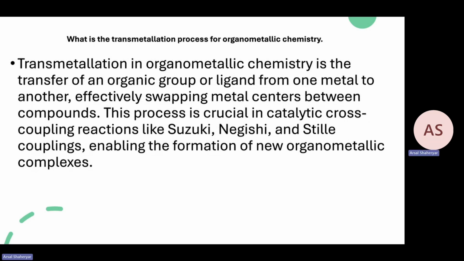Transmetallation in organometallic chemistry is a transfer of an organic group or ligand from one metal to another, effectively swapping metal centers between compounds. This process is crucial in catalytic cross-coupling reactions like Suzuki, Negishi, and Stille couplings, enabling the formation of new organometallic complexes.